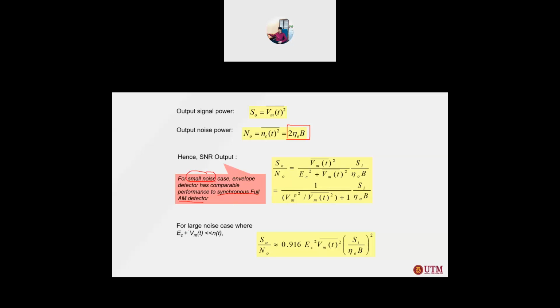If we have large noise, large noise is when the envelope is much smaller than the noise. Okay, this one is not good because your noise is much bigger. It means the system is not good, because we have a lot of noise. So SO over NO is 0.916 EC square VMT SI and eta Z naught and B. This one you can look in the module for more detailed explanation.